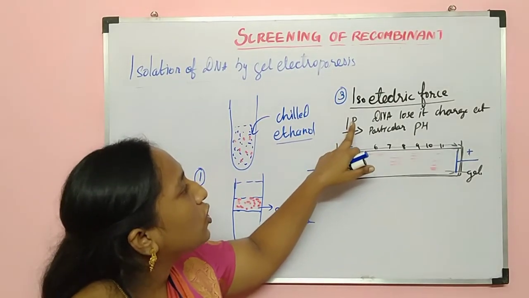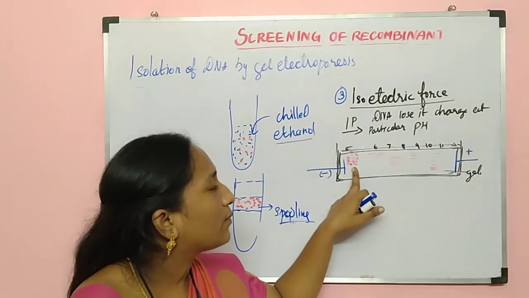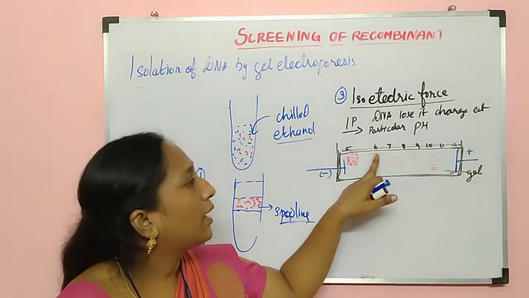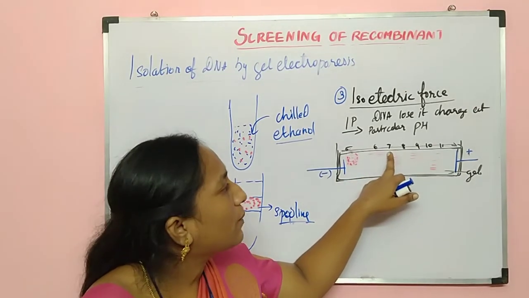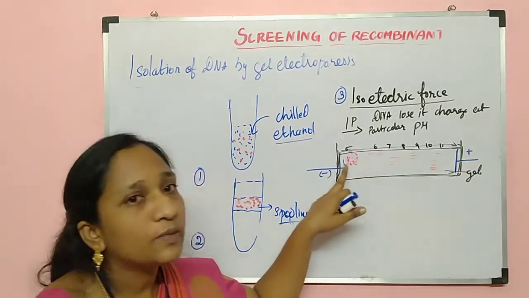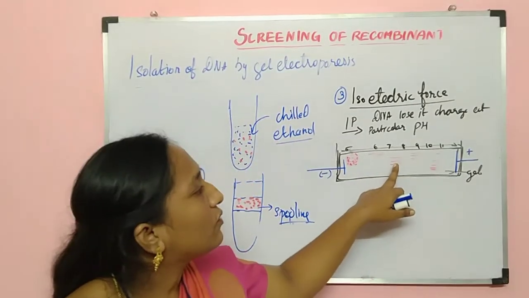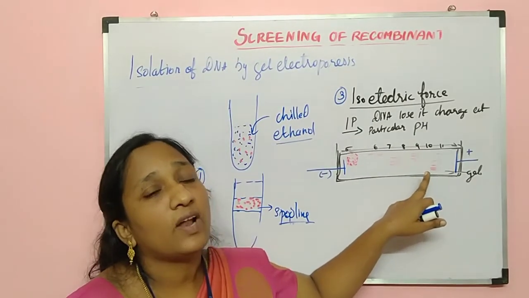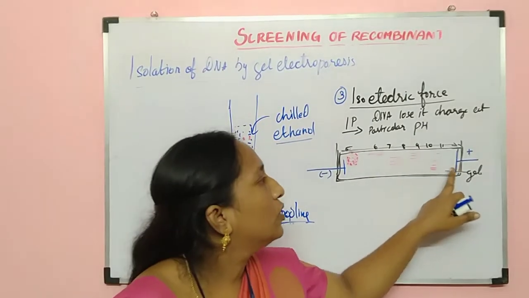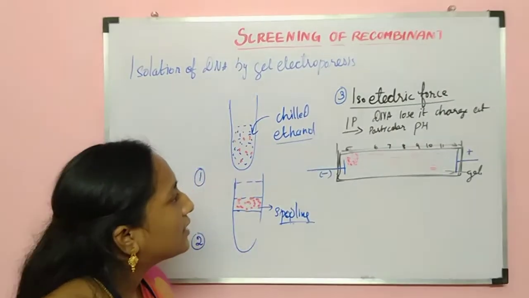As I already said, the isoelectric point is where the DNA fragment loses its charge at a particular pH. Some will lose it at pH 6, some at pH 7. Where it stops, afterwards it doesn't have the capacity to move. The remaining DNA fragments, which still have the charge, will move. After that this will be collected and selected, and that is the fourth step.